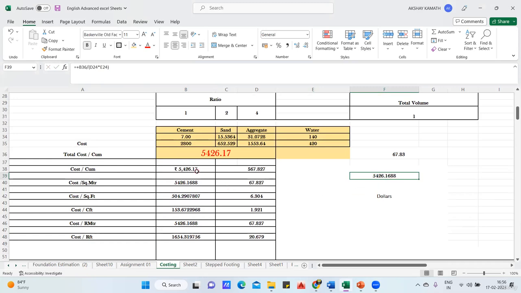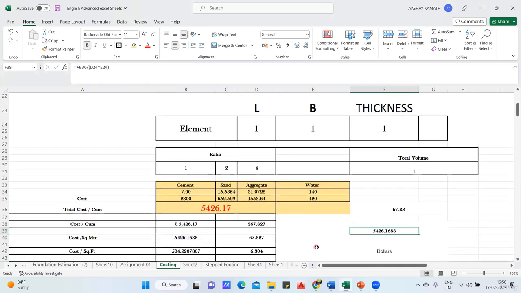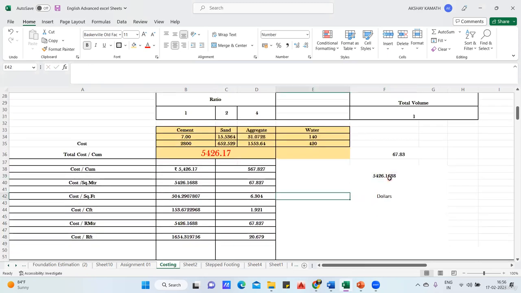Now cost per cubic meter and cost per square meter are the same. The reason is that all the values here are the same. Just in case I change the values, you'll see the difference. That I'll show you later. But right now we'll not change anything here. First we'll try to understand the concept. You got it, right? If somebody asks you to tell the rate in square meter, whatever rate you got, you divide it by the area.